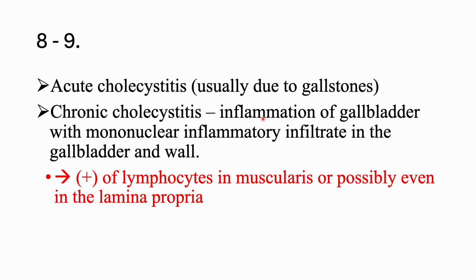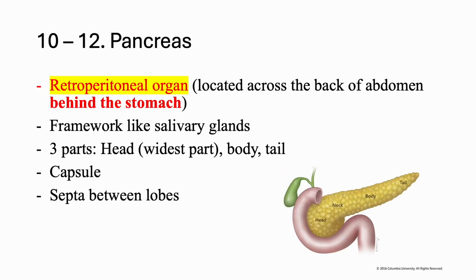So again, this is the inflammation of the gallbladder with mononuclear inflammatory infiltrate in the gallbladder wall. So how can you tell? Because there is a presence of lymphocytes in the muscularis or possibly even in the lamina propria.